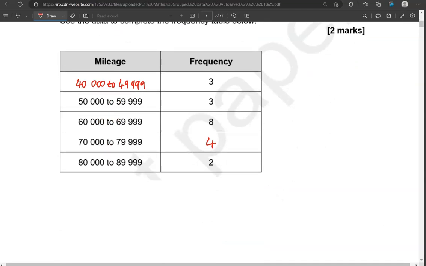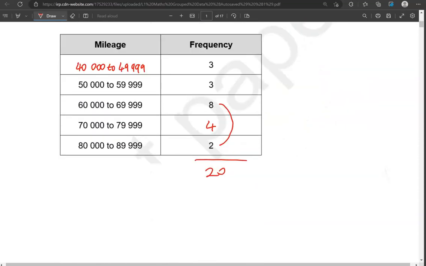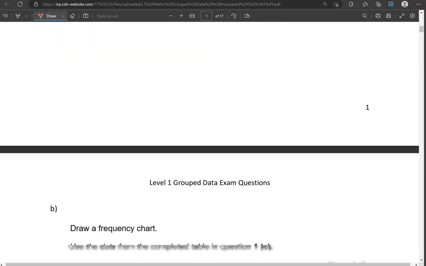And let's just add them. In total 10, 16, 20. So that's 20 in total. And we've got 1, 2, 3, 4, 5 times 1, 2, 3, 4, which is 20. Just another way to check that we've done this correctly.